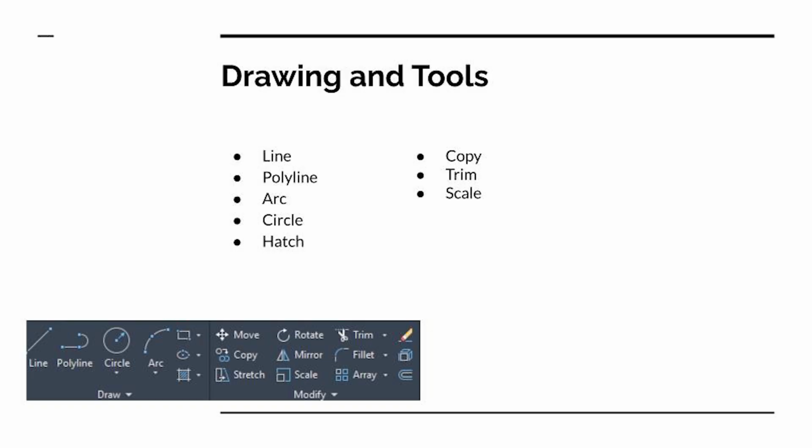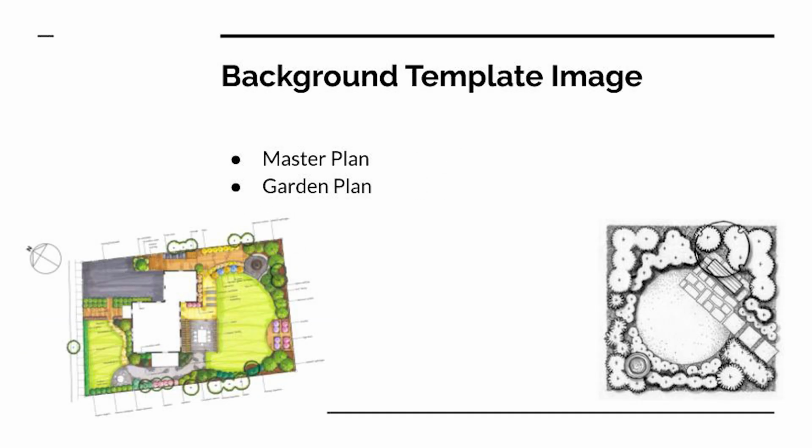In particular, we used the line tool to outline the house on our master plan, as well as the polyline tool to outline the property line. We use circles to outline all of our trees, shrubs, perennials, and so on. We used other tools such as copy and trim to refine our design and create a more visually pleasing result.